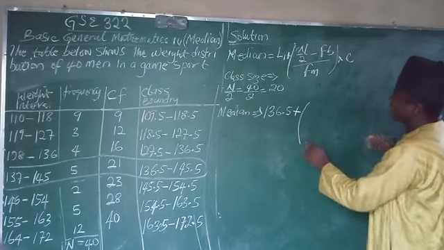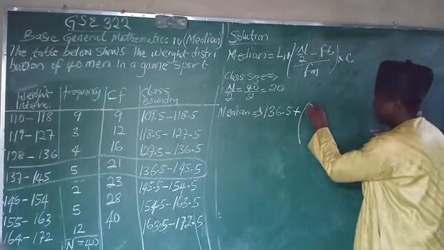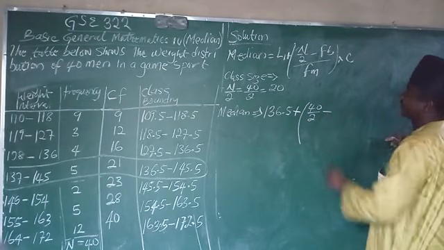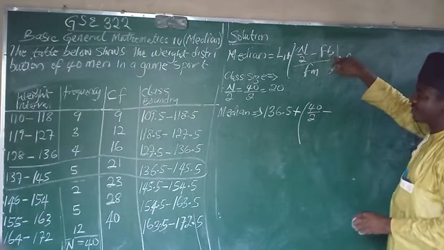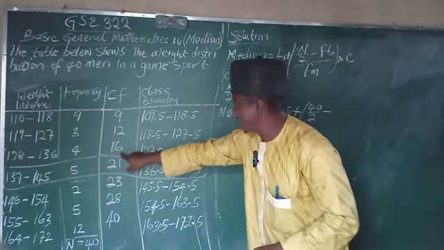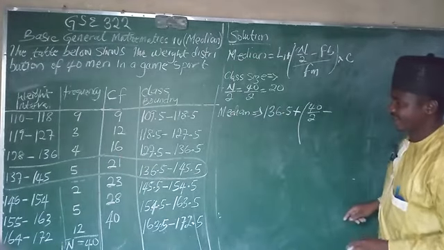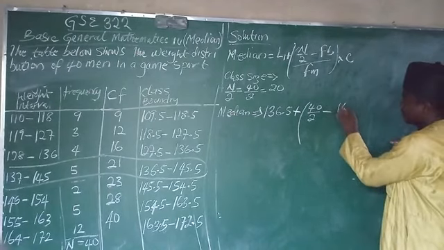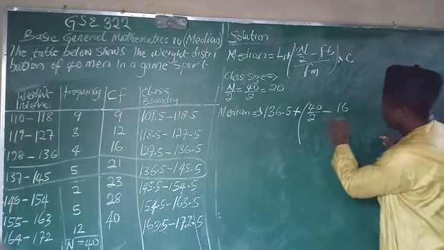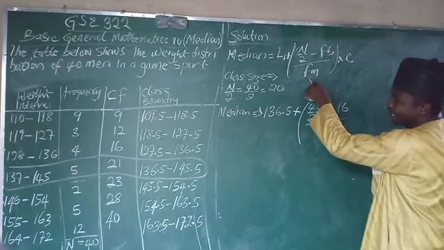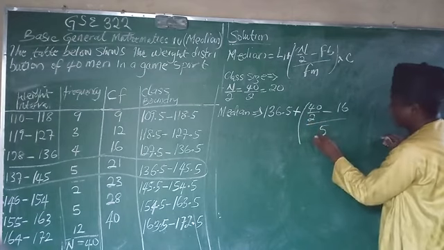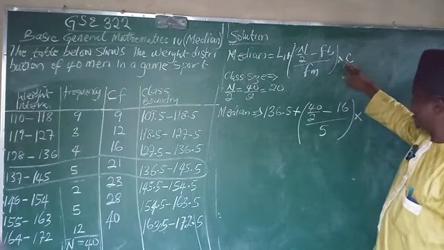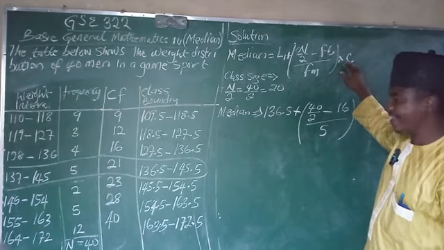plus, open brackets, n is 40/2, minus FB, the cumulative frequency before the median class, which is 16, then over the frequency of the median class, which is 5, times C. C stands for class size, as I said earlier.